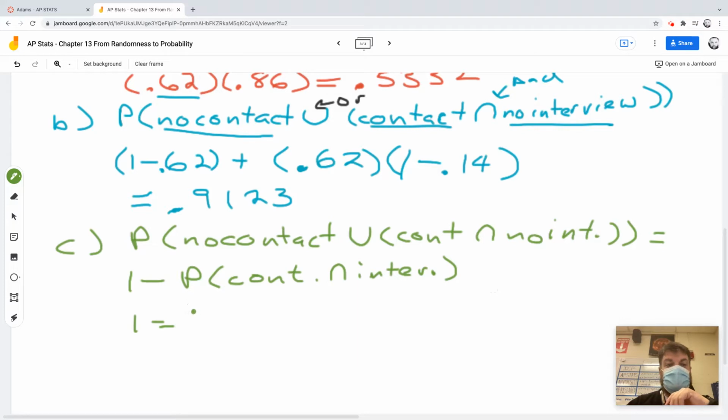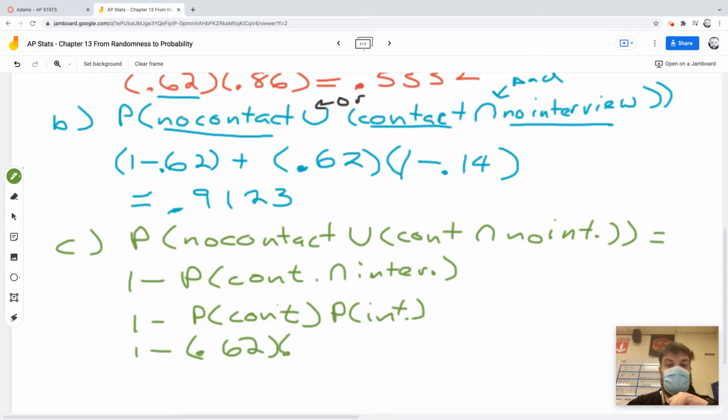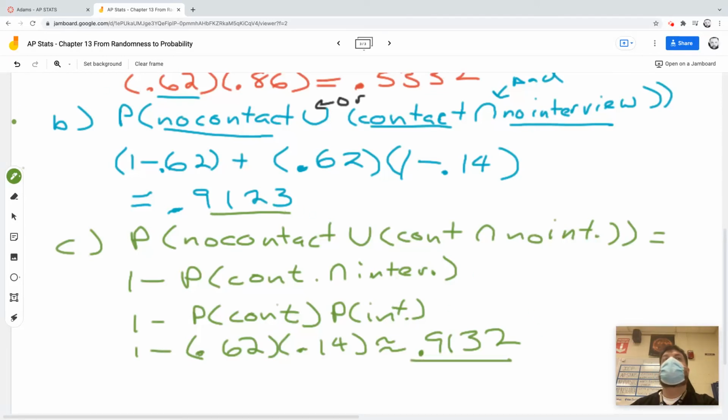So then what is that? Well, in order to get the contact plus the interview, you need the probability of the contact times the probability of the interview. So you get 1 minus 0.62 times the 0.14. And if you plug it in the calculator, you get 0.9132, which is the same that you get here. Okay? Does that make sense to you guys?